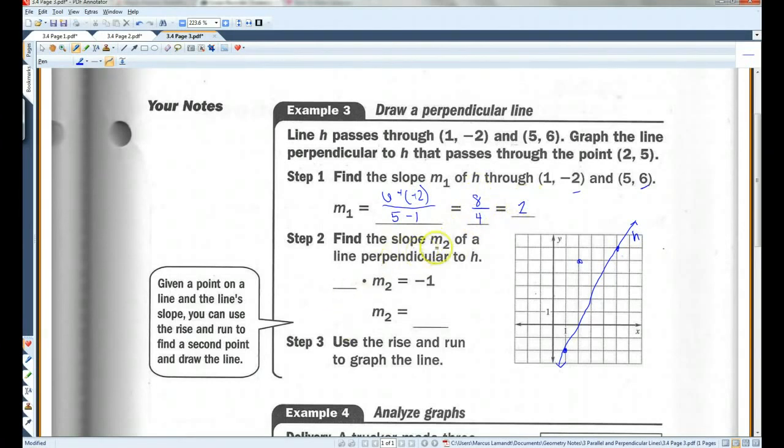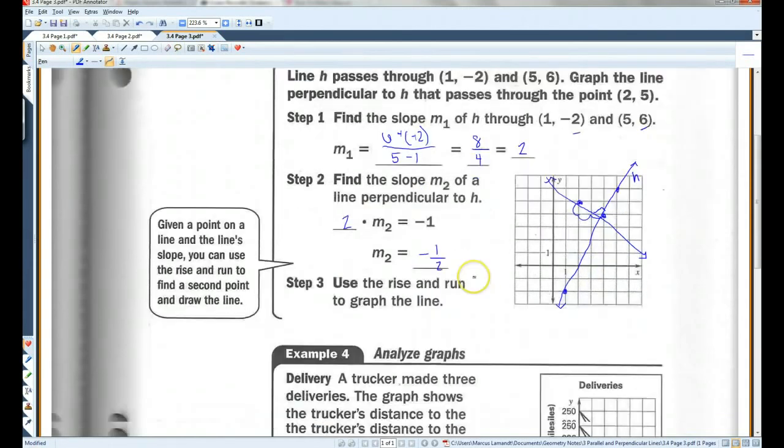Okay, now, they have this method where I take this and I go, okay, what do I have to multiply 2 by to get -1? I'd recommend you just take this, flip it over, and change the sign. -1/2. Okay? So from here, use the rise and run to graph the line. So, I'm going to go down 1 over 2. And if my line was straight, that would be a right angle. Okay?